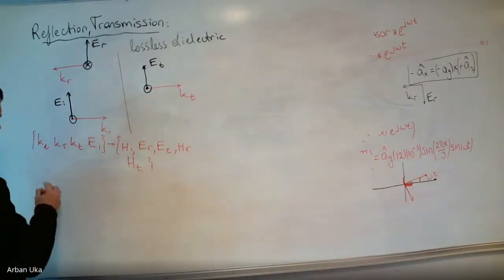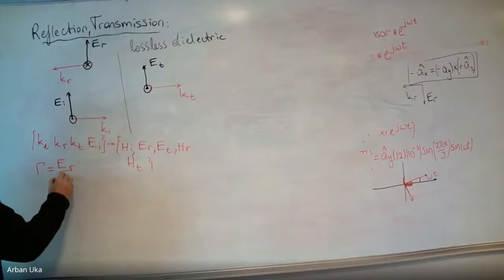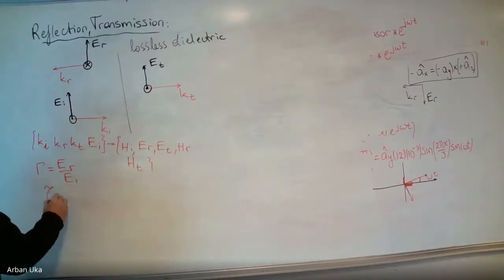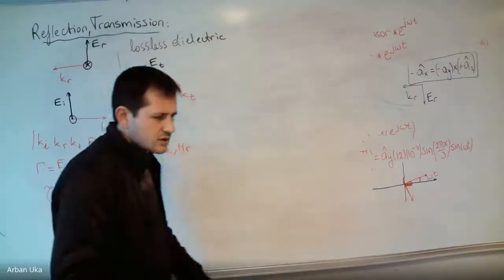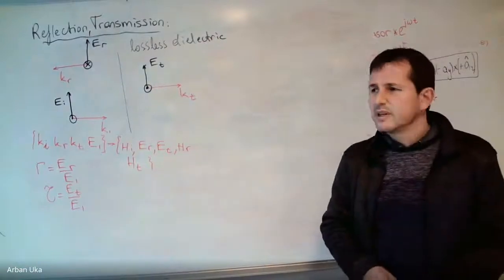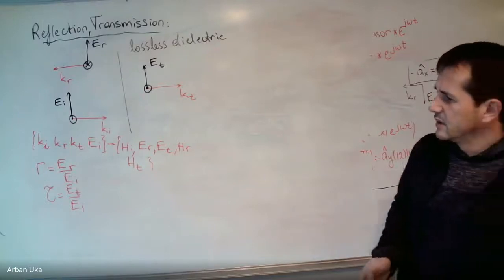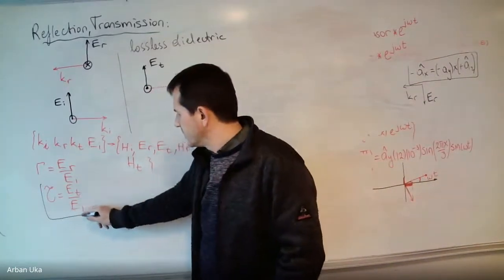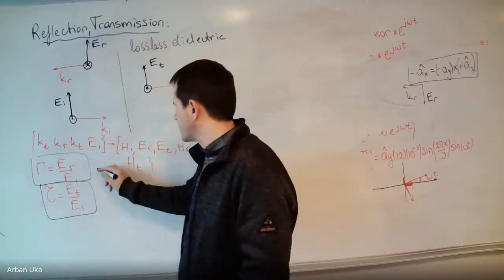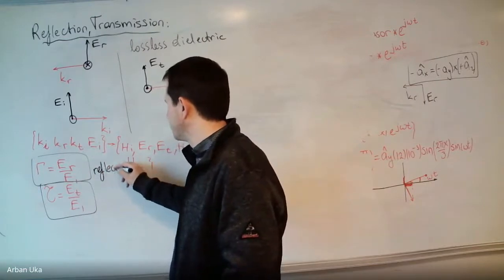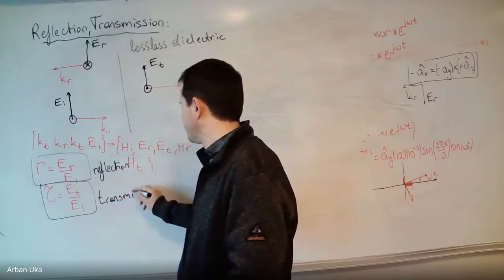So once we find this, it means that we can determine a reflection coefficient, which is equal to ER over EI, and the transmission coefficient, which is equal to ET over EI again. So the ratio of the change between the incident wave and the transmitted wave, the amplitude of the reflected or transmitted electric field, gives us the reflection coefficient and the transmission coefficient. So this is the reflection, and this is the transmission.